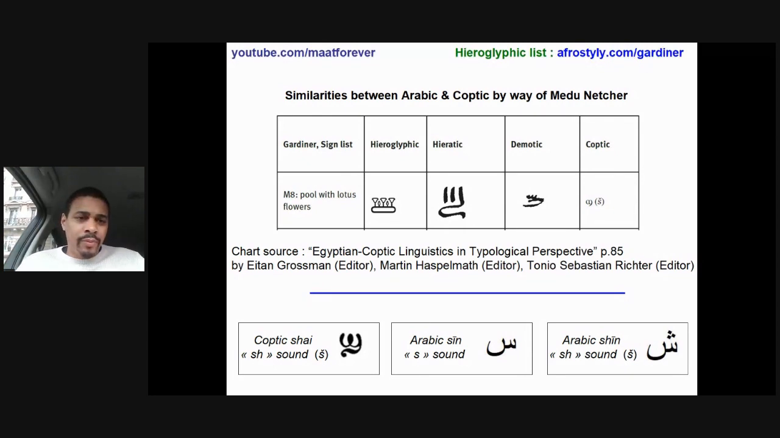First of all, I want to state for the record that I am not a linguist. I'm not claiming to be, and I have not claimed to be one in the past. All I'm going to do is show some similarities, as I see it, between the Arabic and the Coptic by way of Medu Netcher.